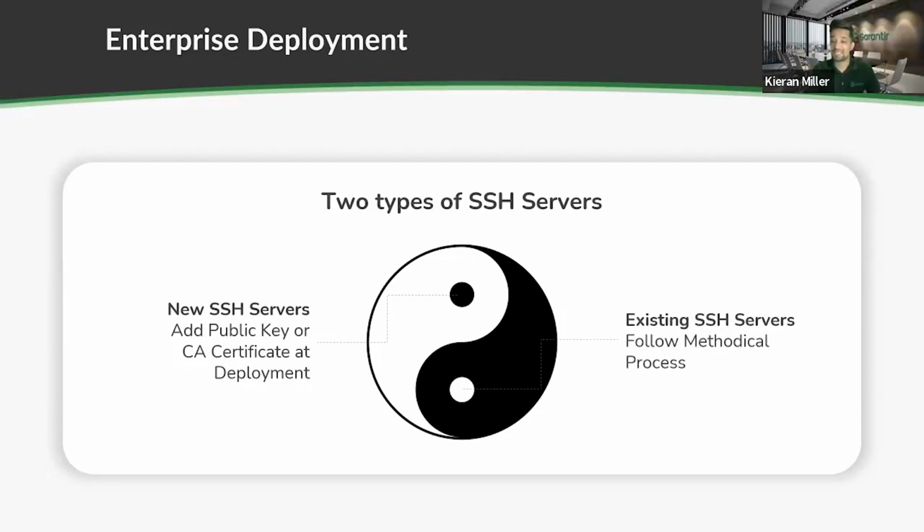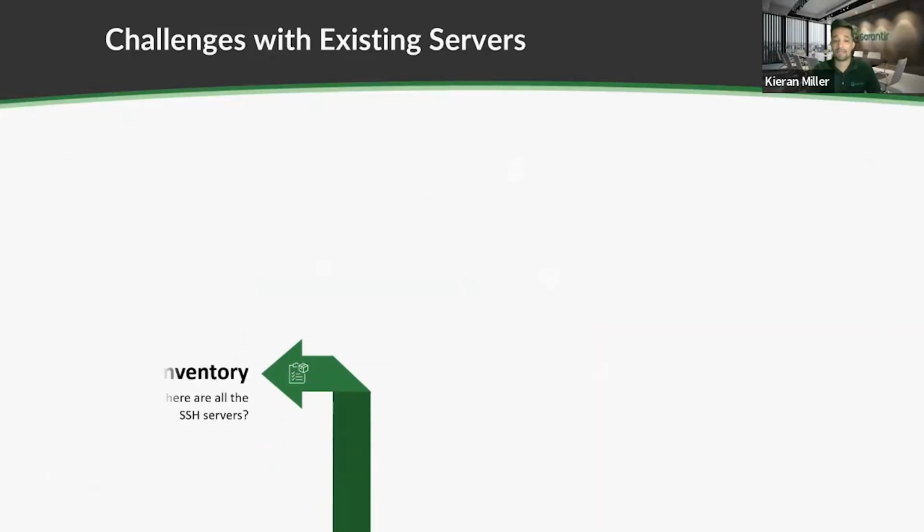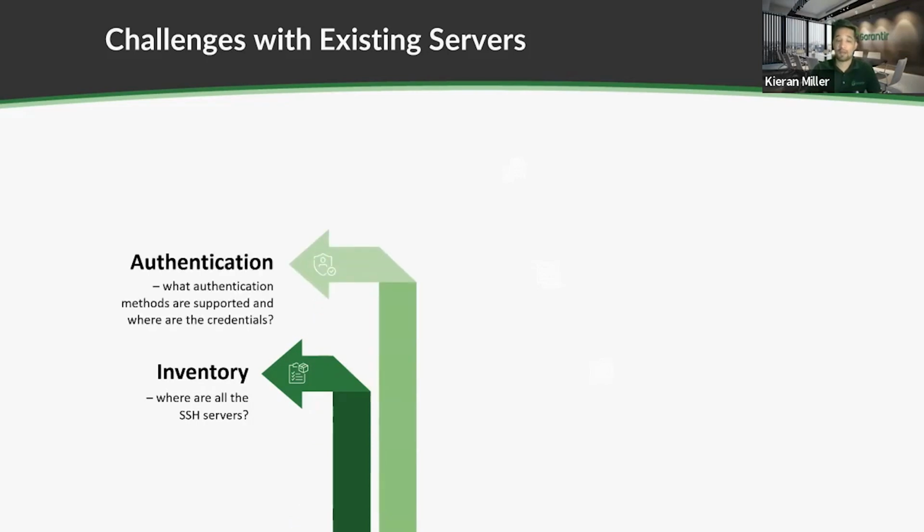Then you also have your existing SSH servers. For this, you need to follow a more methodical process. So the challenge with the existing servers is that first you need to know the inventory. Where are these SSH servers? After you find them, you're going to need to be able to authenticate to them. How can you actually authenticate to them in the first place? Because if you're going to push public keys or CA certificates, you're going to need to get access to those boxes to do that. So what authentication methods are supported currently, and where are the current credentials for those machines?